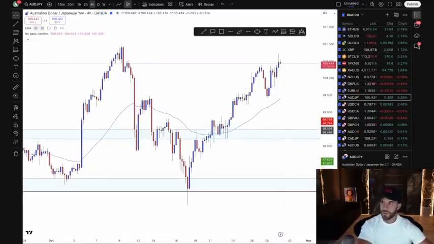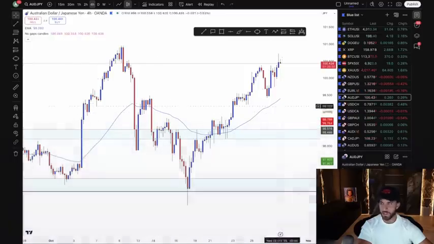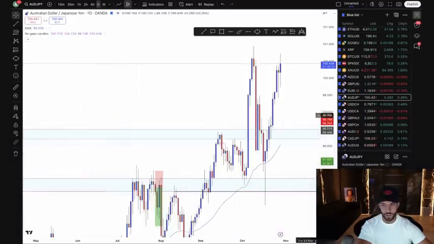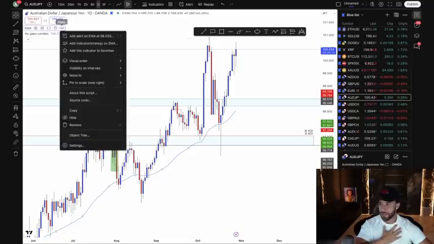Now, the next one that I use is the EMA, which is going to be this blue line that hovers over price on every single time frame. It's pretty much just following it on every single time frame. Now, the way I set up this EMA is pretty creative and it's pretty interesting.